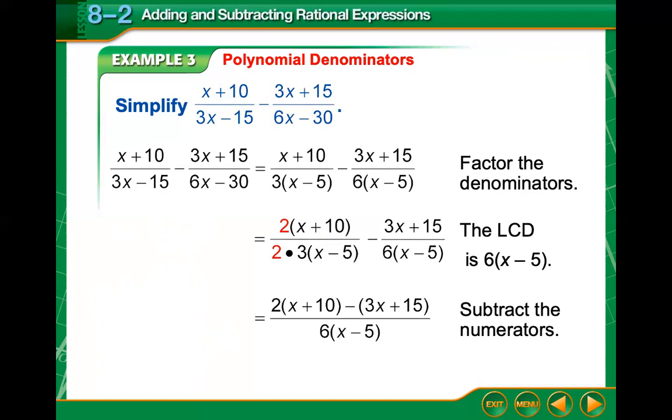3 and 6 are very close. All we need to do is multiply by 2, top and bottom, on our first fraction, so that our least common denominator of 6 times (x minus 5) can be achieved. When we do that, we're going to subtract the numerators. We are going to try and simplify as much as possible here.